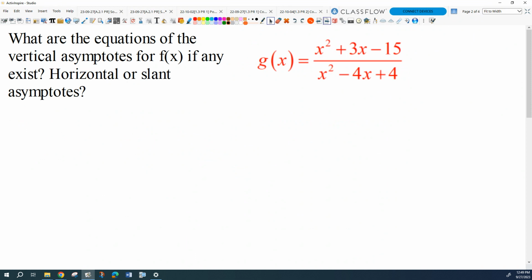So what about something like this then? Let's go through a few quick examples. What are the equations of the vertical asymptotes, if any exist, and the horizontal or slant asymptotes, again, if any exist?